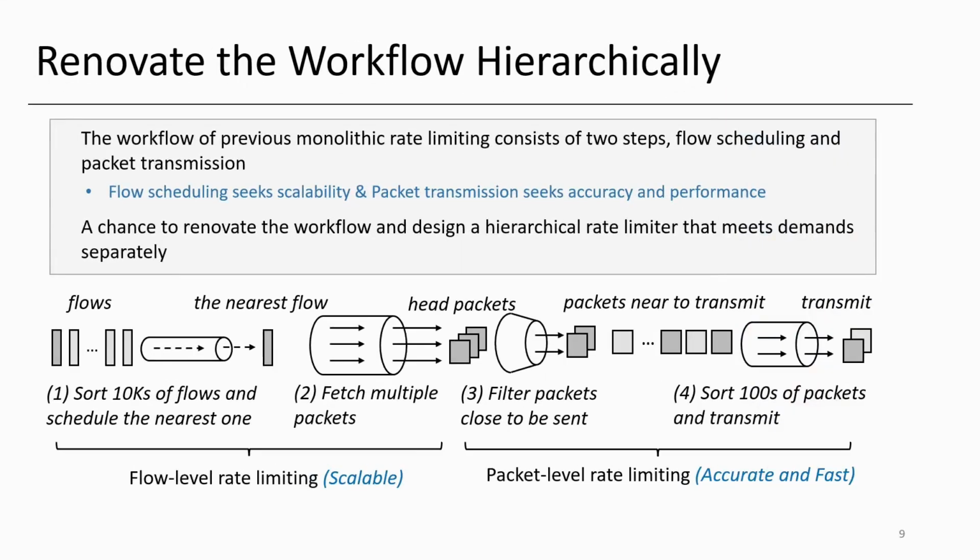Here is the idea. We first inherit the scalable flow level rate limiting to sort tens of thousands of flows and schedule the nearest one. Once a flow is scheduled, we fetch multiple packets. Then, we additionally apply accurate and fast packet level rate limiting to this batch of fetched packets. We filter packets close to being sent and drop the rest. This helps us reduce the number of packets to be sorted. Finally, we sort these few hundreds of packets and transmit them on time.